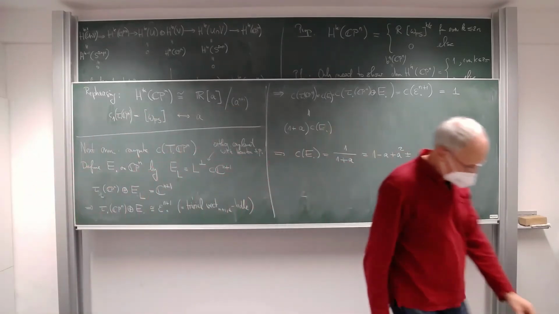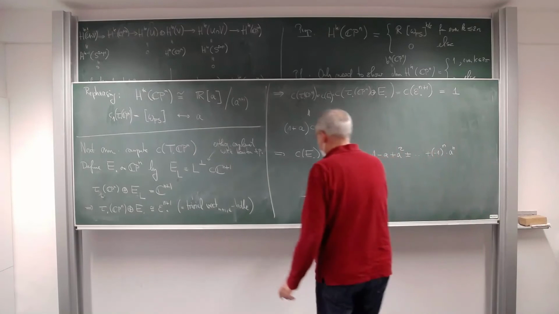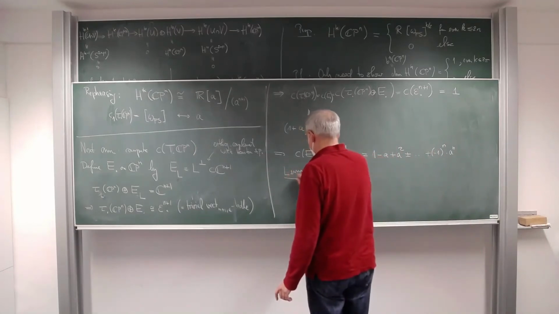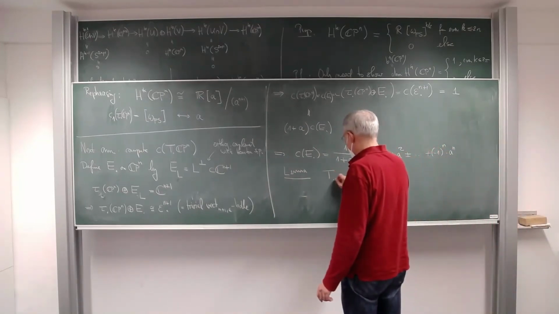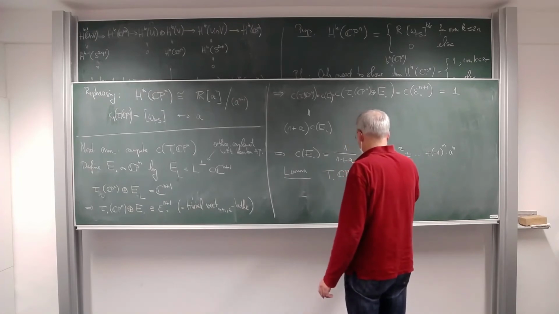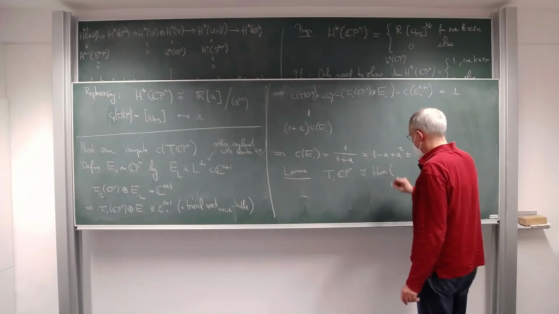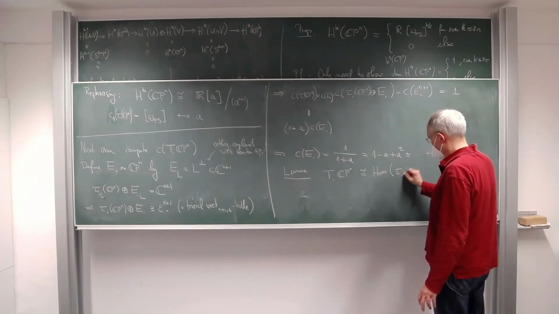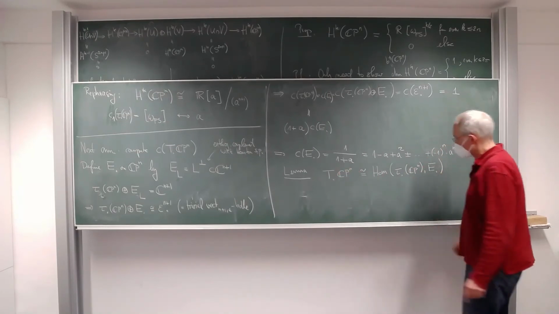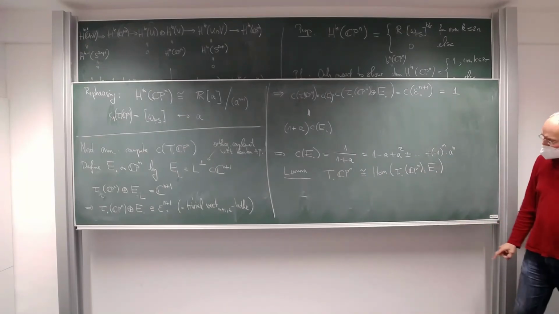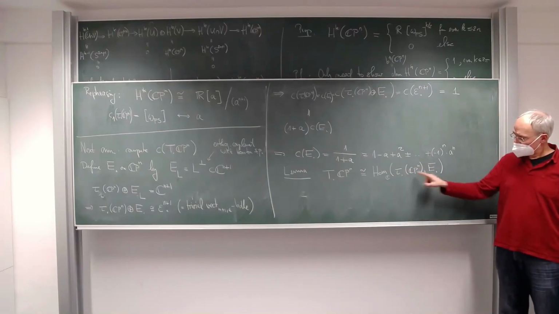Good. And now how does this relate to the tangent bundle, which we are really interested in? This is given by the following lemma. Namely, the tangent bundle of CP^n is isomorphic to the bundle obtained by homomorphisms from the tautological line bundle to this new bundle E. So the fiber at each point L consists of complex linear homomorphisms from tau_L to E_L.